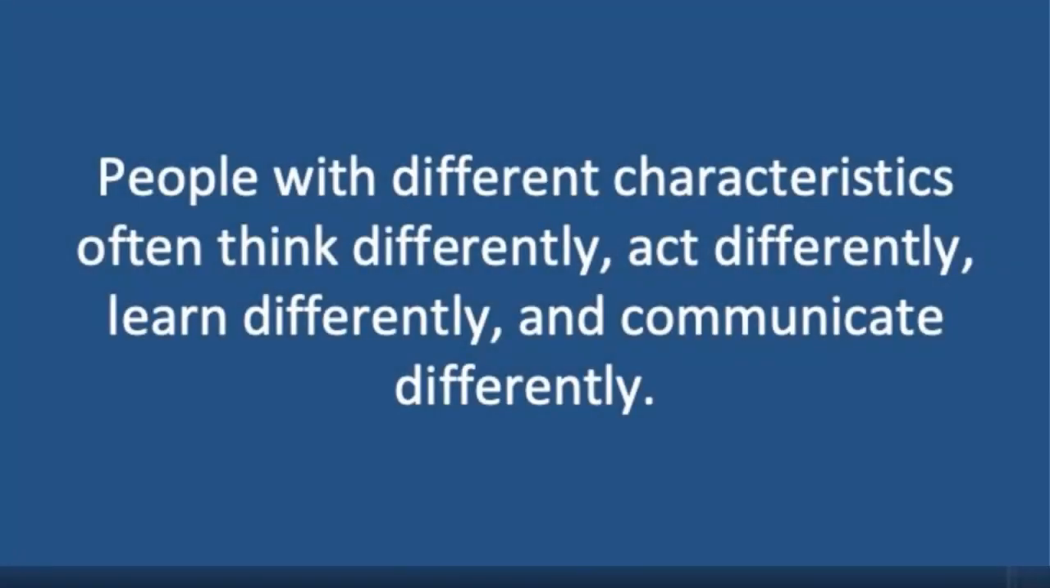The challenge for managers in the coming decades will be to recognize that people with different characteristics often think differently, act differently, learn differently, and communicate differently. Because each culture, each business situation, and each person is unique. There are no simple rules.